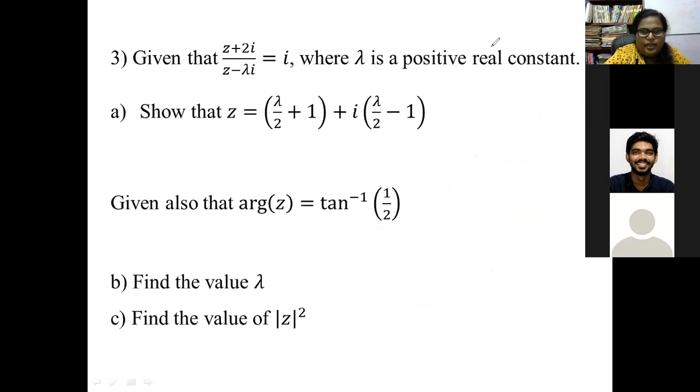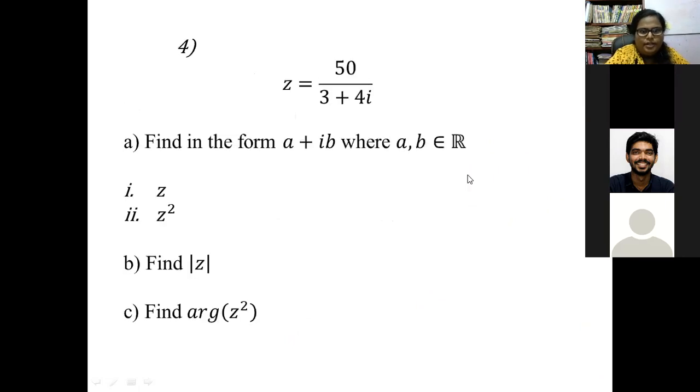So here we have to go for the next question, question 4. This question 4 is very easy. Z is given in some format and you have to find z and z squared, and you have to find the modulus value and the arg z squared here, right?